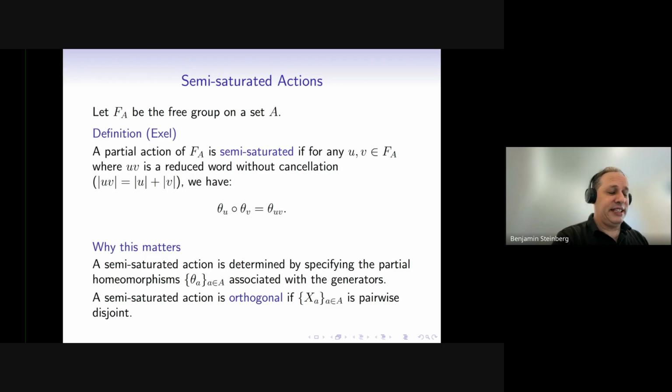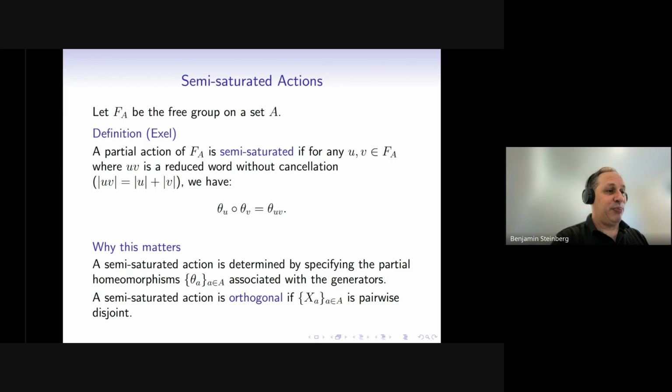Okay, and then this orthogonal condition just says that the generators have disjoint domain. If you want an example of an orthogonal partial action, I probably should have written this as a slide. Take the shift map on the Cantor set. So take the shift map on the two-element Cantor set, {0,1}. Then you can define a partial action of the free group by saying that the generator 0 removes zeros from words that start with 0, and the generator 1 removes 1 from words starting with 1.